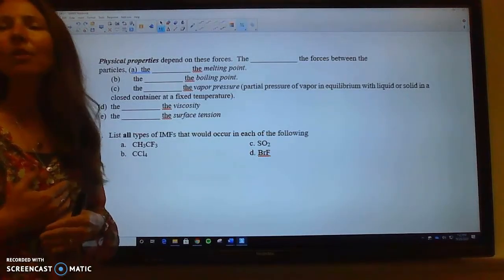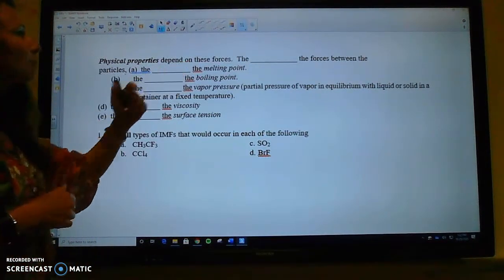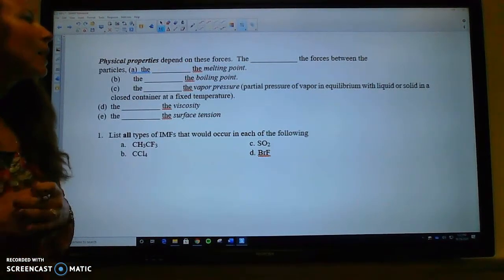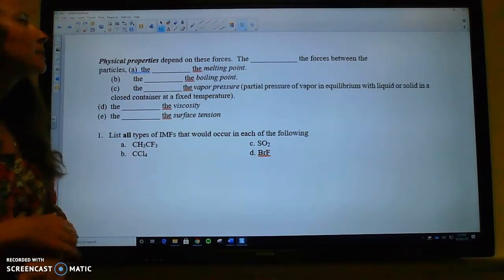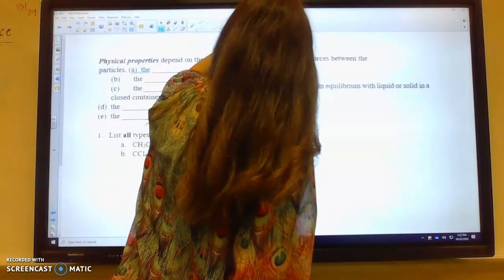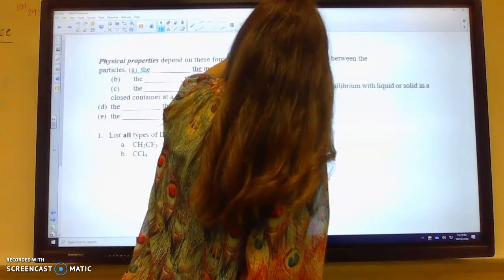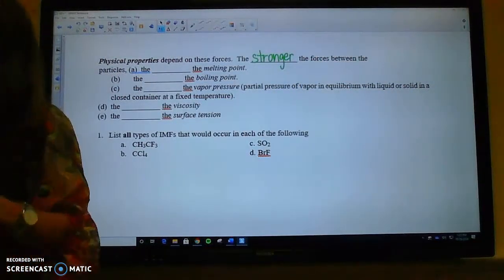Okay, so now we are going to talk about how those physical properties are affected. So we're going to fill in some blanks. We're going to talk about the strength of the forces and how they affect melting point, boiling point, and some of these other properties. So your first blank is stronger. So we're going to think about the stronger the forces, the effect they'll have on these different things.